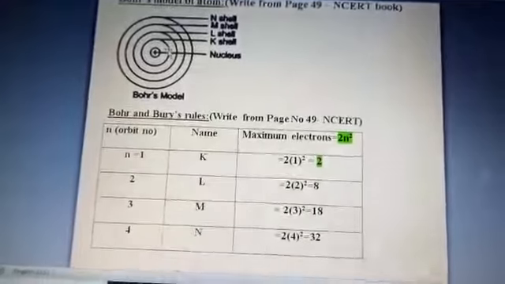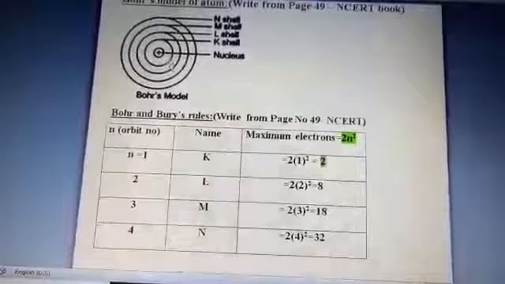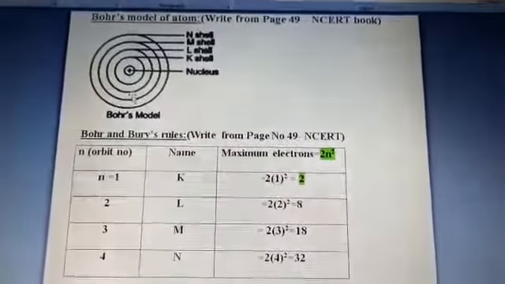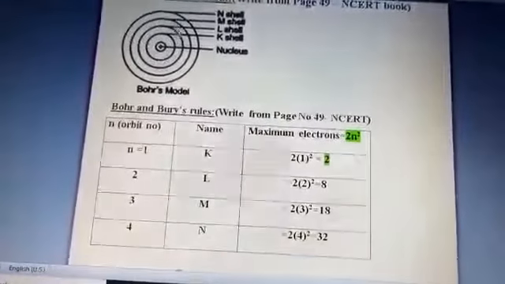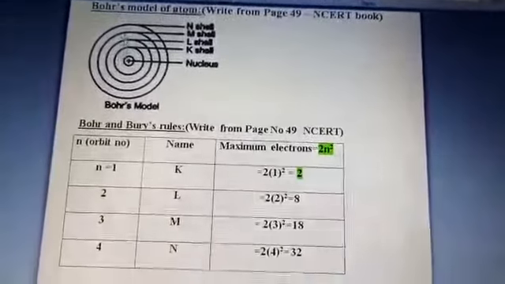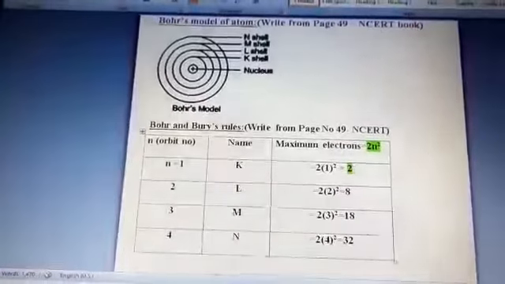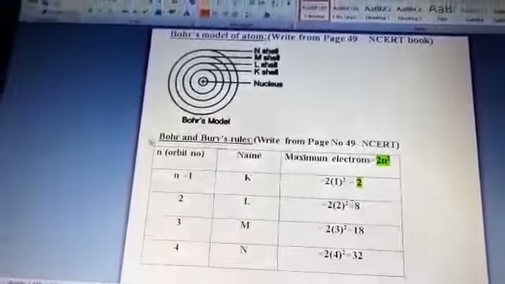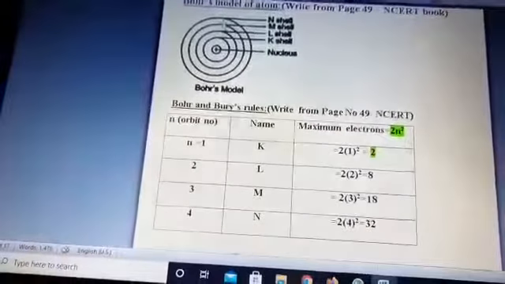The second rule is that if the lower energy shell is filled completely, then only the higher energy shell will be filled with electrons. What I mean to say is, see here, this is the lowest energy shell, then L is the second lowest, then the third lowest, and so on. So the first shell has the lowest energy. When it is completely filled with 2 electrons, then the L shell will be filled with 8 electrons. Once it is completely filled, then only electrons are filled in the M shell.